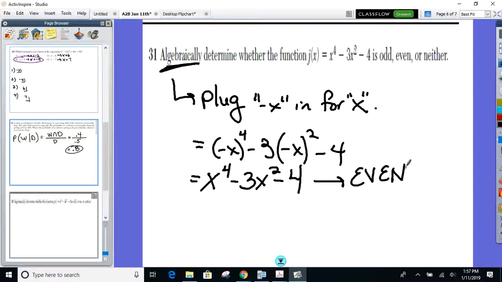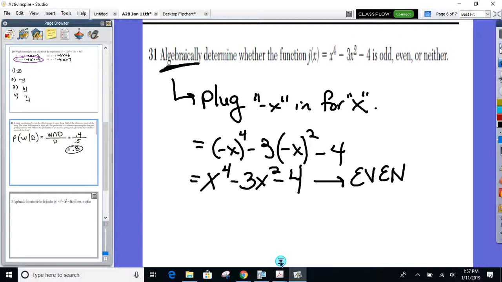Now, what would it be if it was an odd function? The exact opposite of everything. So negative x to the fourth plus 3x squared plus 4. If the function is odd, when you plug in negative x, everything comes out to be the opposite of what it originally was. Well, I guess if every exponent's even, but if one's even, one's odd, you better plug in negative x.